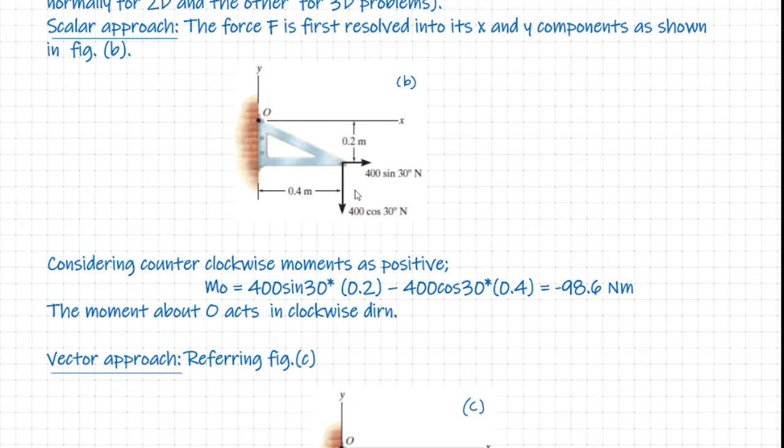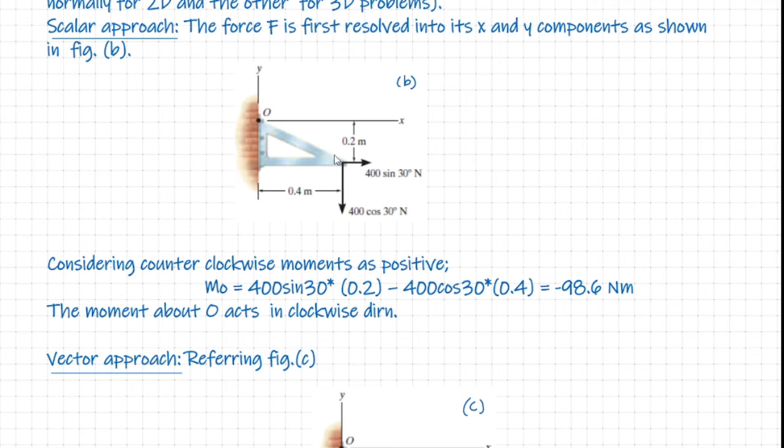So considering the horizontal force, we know that this horizontal force of 400 sin 30 produces a counterclockwise moment about the point O. So it is a positive moment. So it is 400 sin 30 into, what's the lever arm? That's the perpendicular distance of the line of action of this force from the point O, that is point 2.